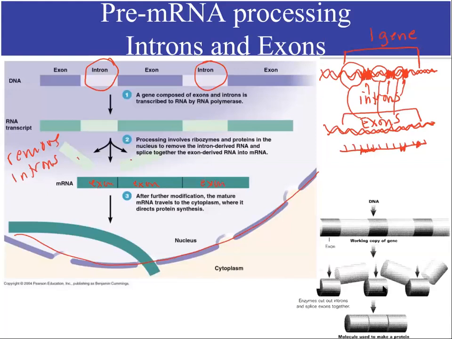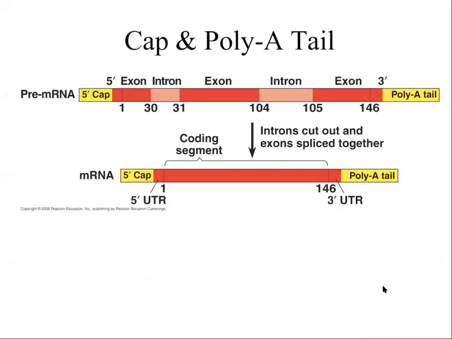And now that's almost finished, but we're getting closer to the messenger RNA. So how does that look? Once you make this messenger RNA and then you cut out these introns, so now you have this section of messenger RNA, there's a little bit more processing that's also going to happen.